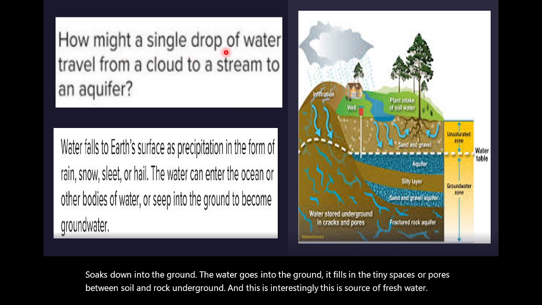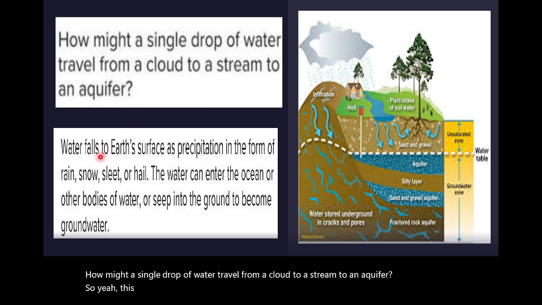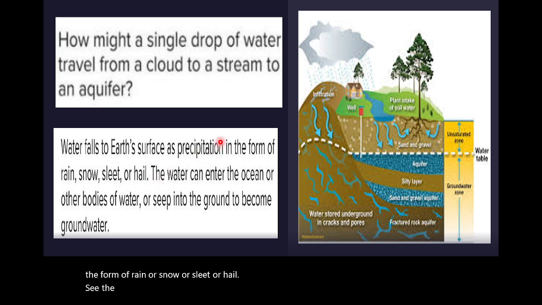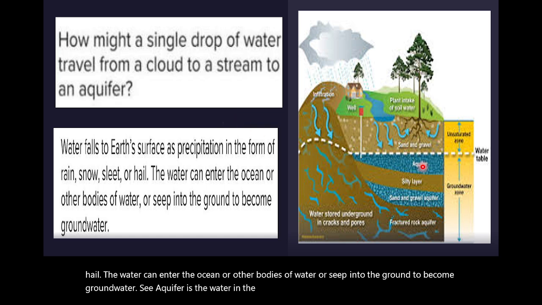How might a single drop of water travel from a cloud to a stream to an aquifer? So yeah, this is happening. Water falls to earth's surface as precipitation. Precipitation means rain, in the form of rain or snow or sleet or hail. See, precipitation is a general term for falling water. It can be rain, snowfall, sleet, or hail. The water can enter the ocean or other bodies of water or seep into the ground to become groundwater. See, an aquifer is the water and the source underground for the water.